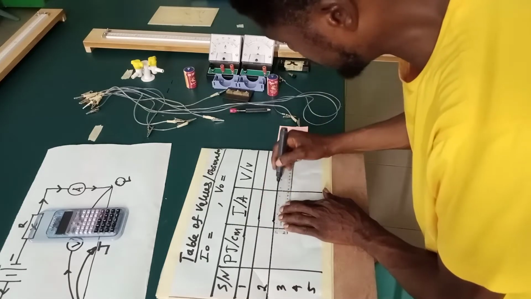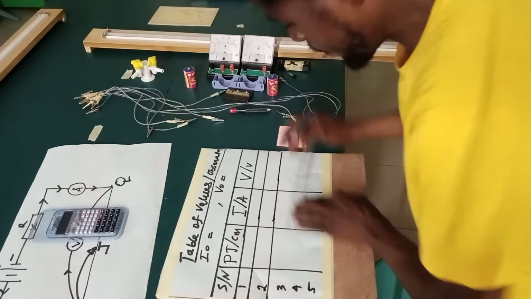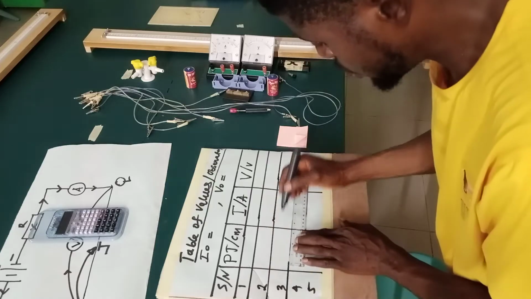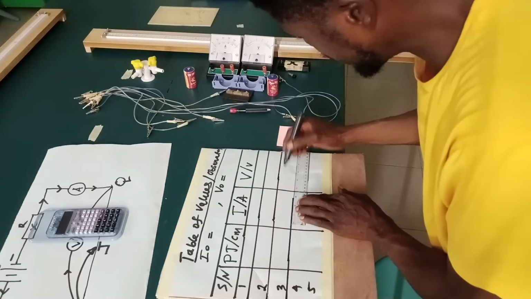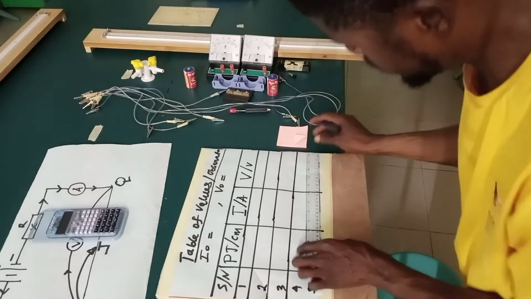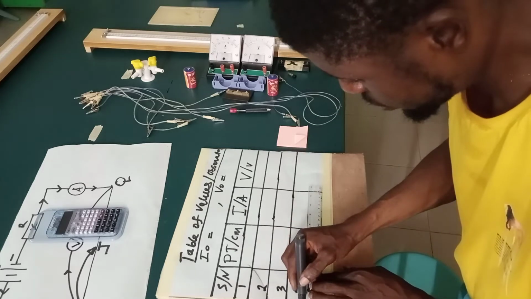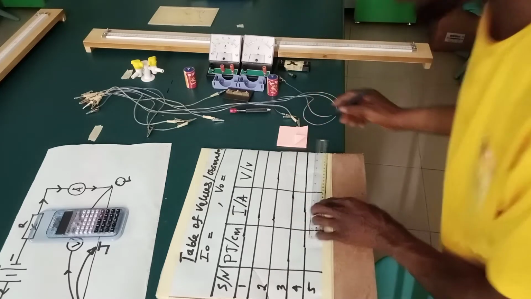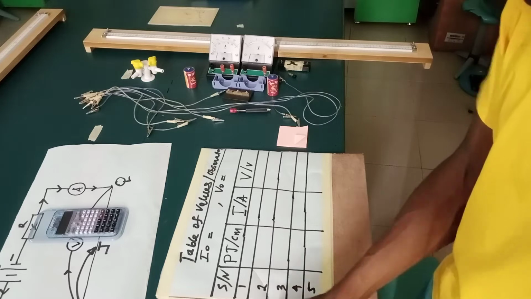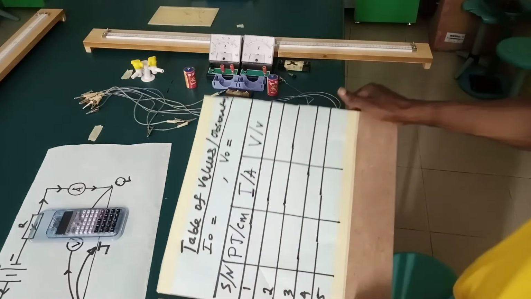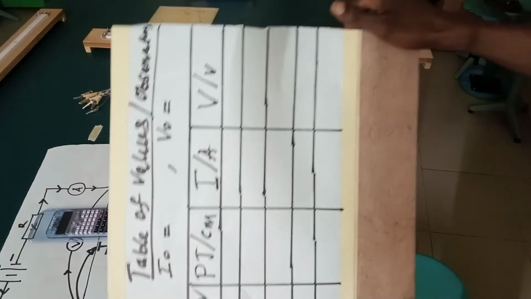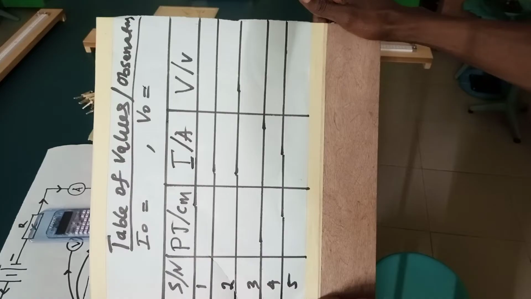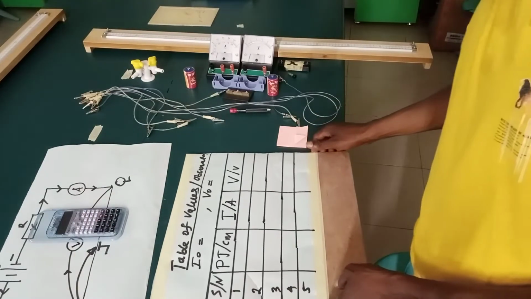Sometimes your table of values carries 10 marks, 9 marks, sometimes 11 marks. So follow me as I do this with you, and then you draw. Good. So this is how your table of values is going to look like. Table of values or observations. Do you see that? Good. So we are done with the table of values.